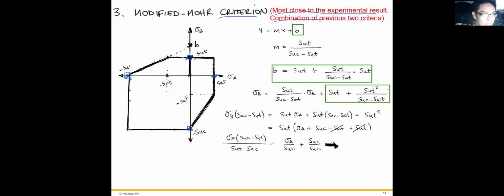In the first and third quadrants, they are the same as the previous two. The difference is for the stress condition located in the second and fourth quadrants. For the previous one, Coulomb-Mohr, we just connect these points, so we find this linear relation.